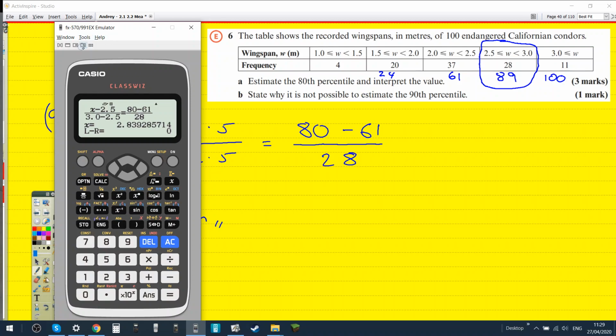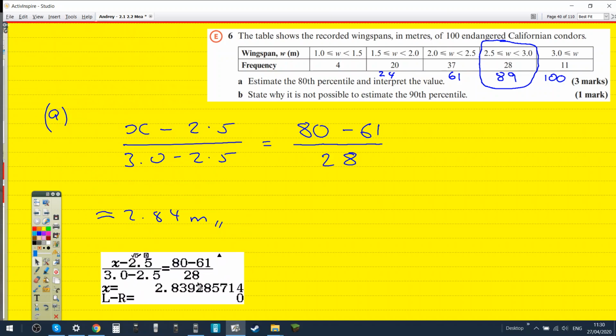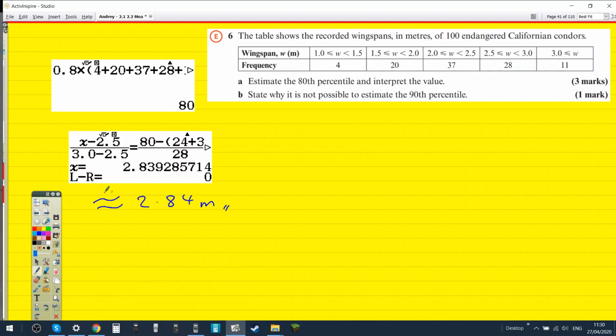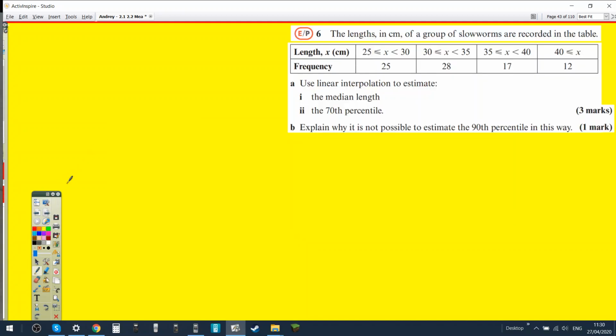Is it just because you don't have a number for W? Yes, there's no upper bound there, and so we don't know what it could go up to. It could go up to 10, could go up to 100. We don't know. So 2.84. The 90th percentile is in this class. There is no upper bound for this class, so it is not possible to estimate the 90th percentile. Any questions there? No. Okay.